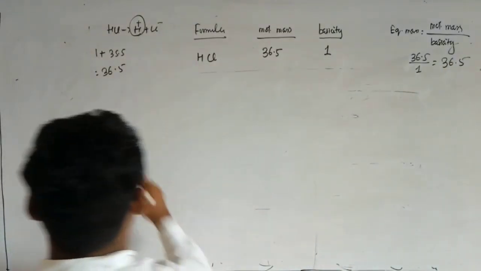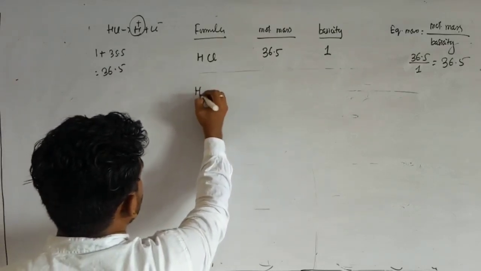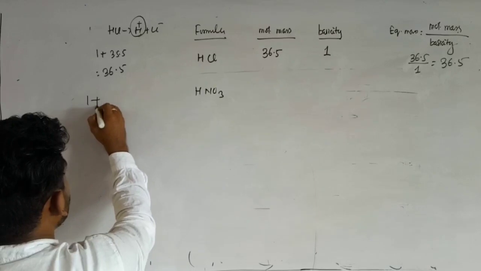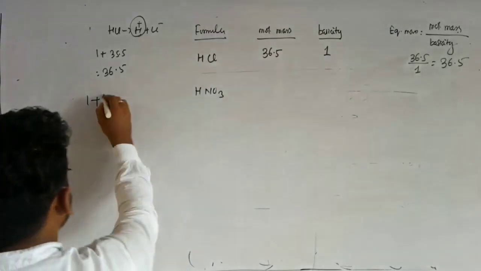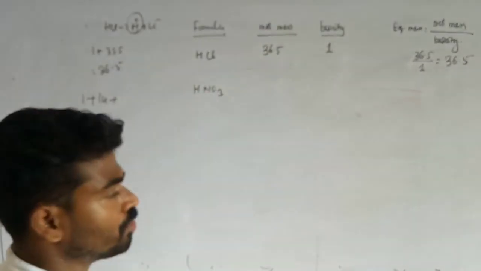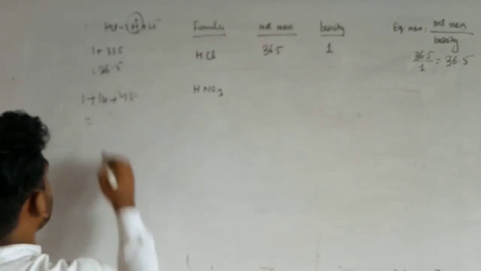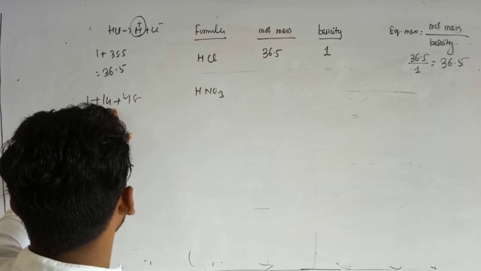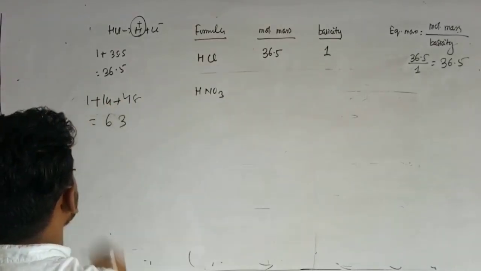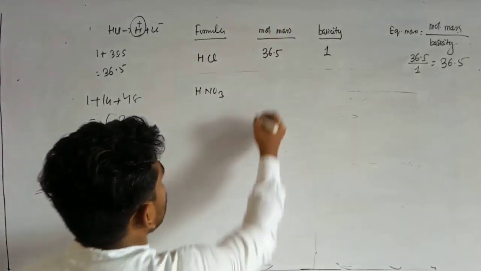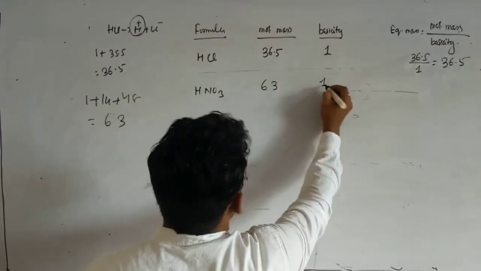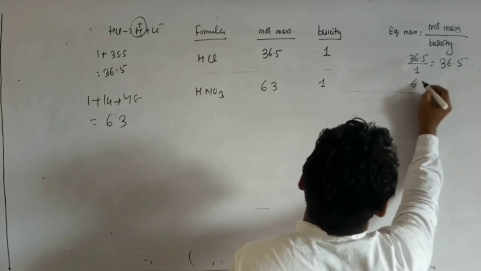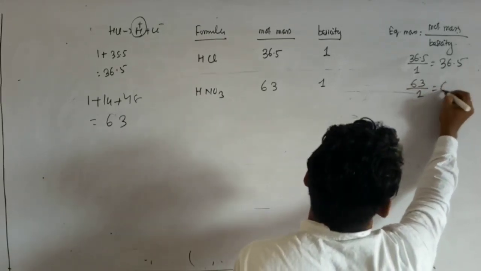Easy. Then if I ask you HNO3, calculate its molecular weight: 1 plus nitrogen atomic weight 14 plus three oxygens, 16 into 3 is 48. So just add it up, it is 63. Okay, so its molecular weight is 63. Basicity is also 1, so that will be 63 by 1, that is 63.